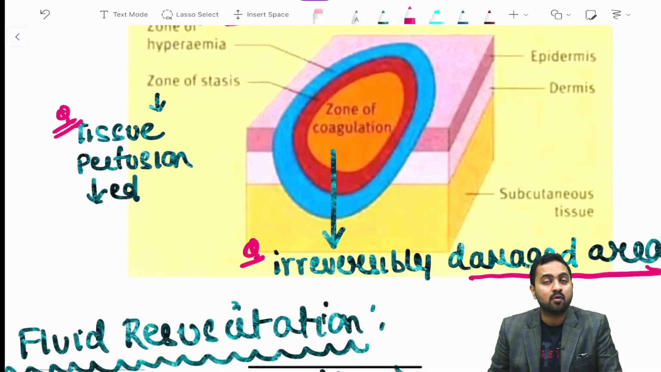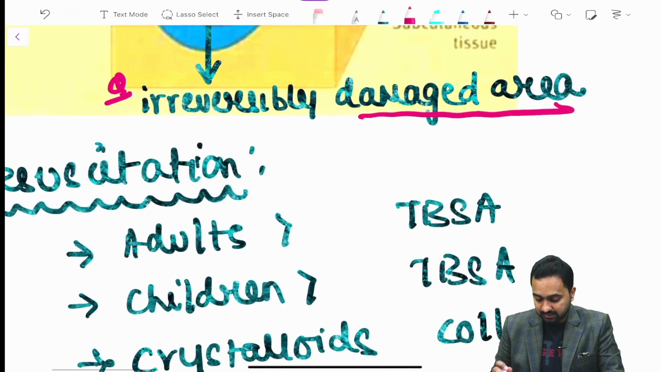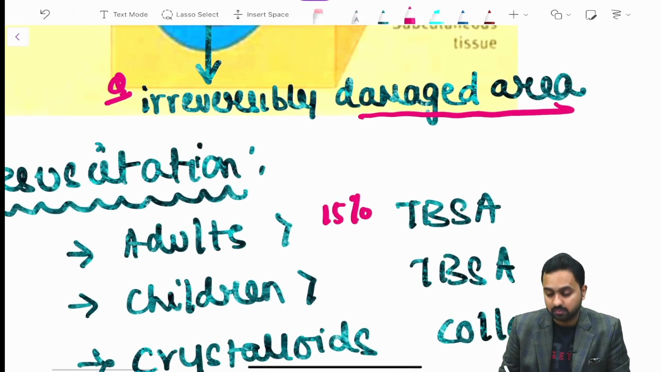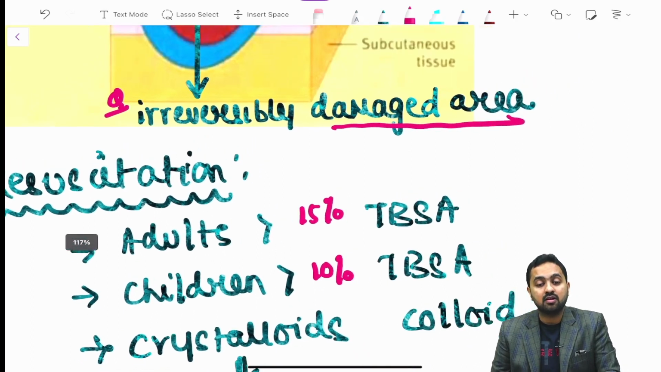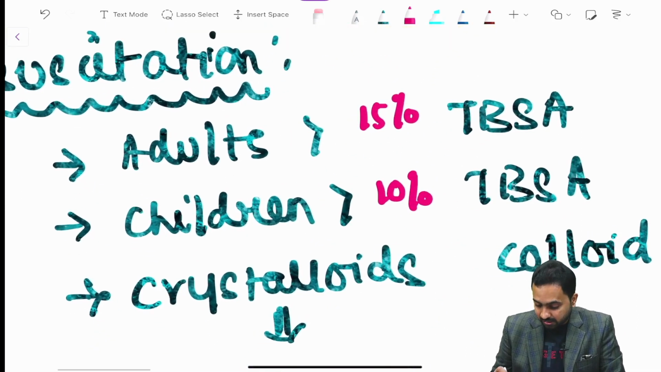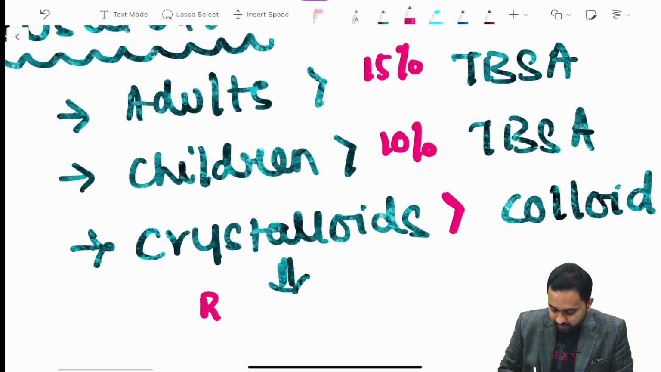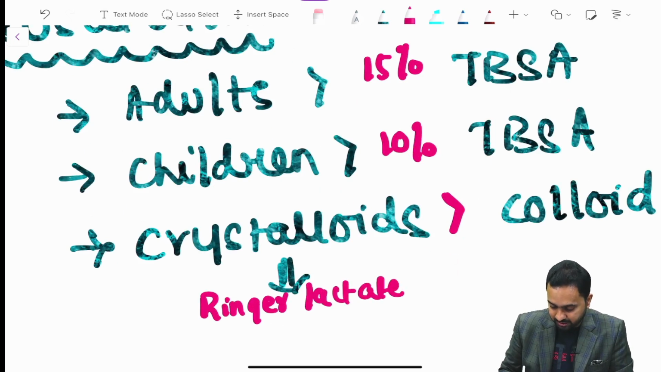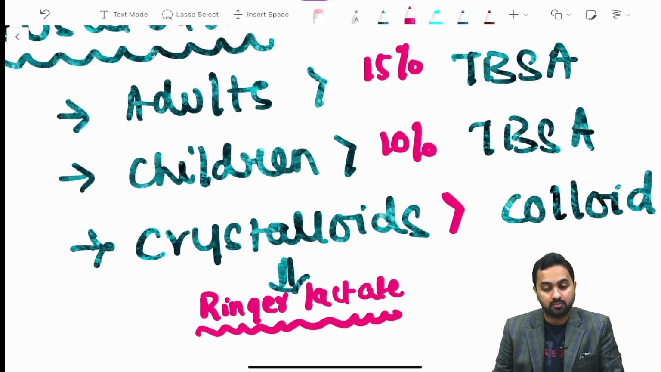Now, the next important concept in burn is fluid resuscitation. Any adult with more than 15% of total body surface area and children with more than 10% of total body surface area would require fluid resuscitation. Crystalloids are preferred over colloids in the initial hours of burn management, and in crystalloids we usually prefer Ringer lactate because it contains potassium, which is important as in burn there is a lot of potassium loss.